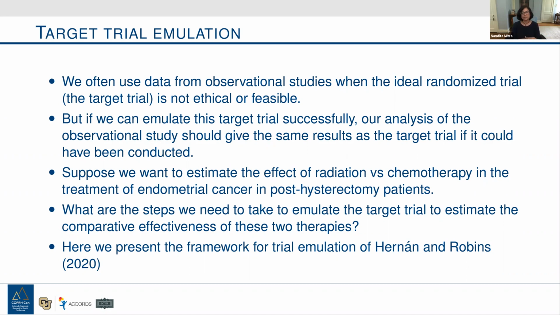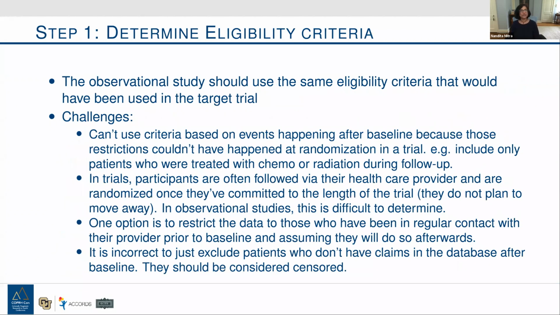It's not possible. But can we take the data that we have from the National Cancer Database, the NCDB, and emulate a target trial? So here I'm going to briefly present the 7 steps for trial emulation. And these are very nicely outlined in Miguel Hernan and Jamie Robbins' paper in 2020 that's in the references. So we're going to talk about the framework, and I've split it up into 7 steps. So the first is determining the eligibility criteria.